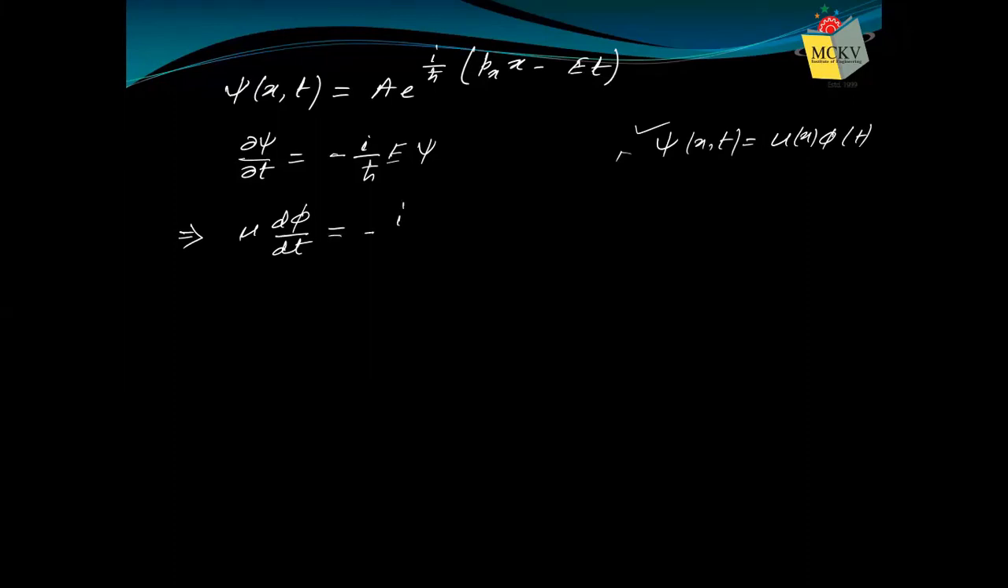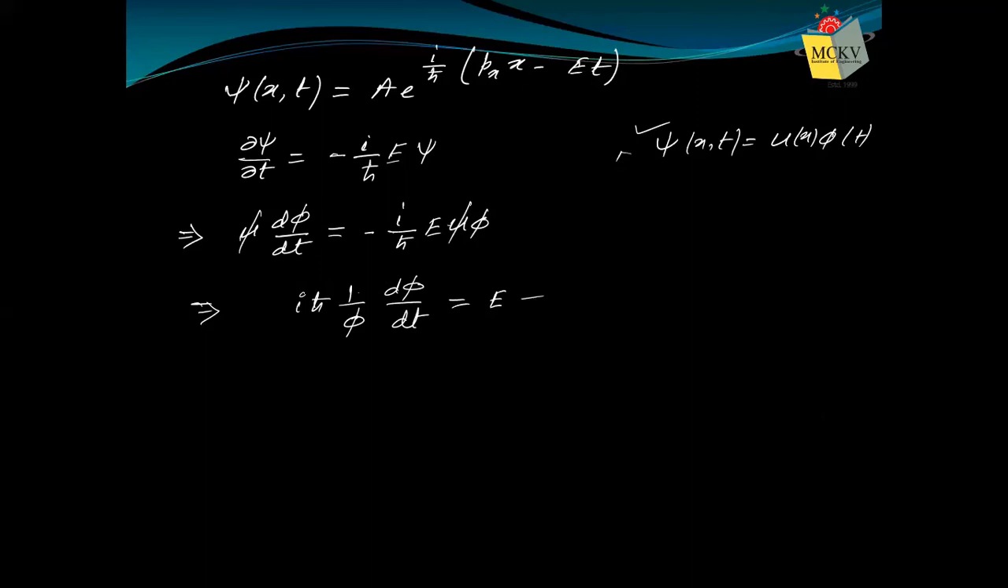This equals minus i by h cut E psi, and psi is u phi. So u cancels out. What is left? h cut by i, that means minus i, minus is plus. So i h cut 1 by phi, d phi dt, equals what do we get? E, isn't it? I have written it in this way so that ultimately on the right-hand side we have energy.